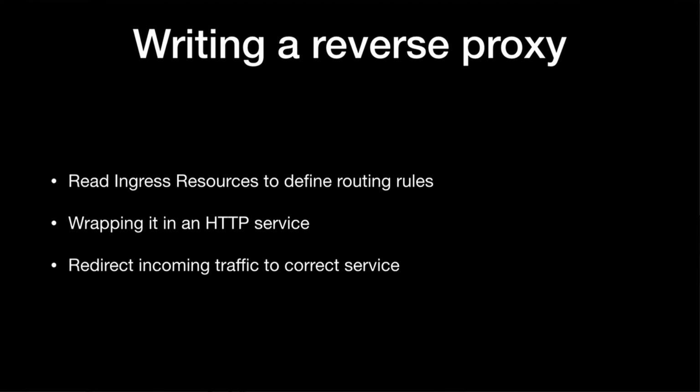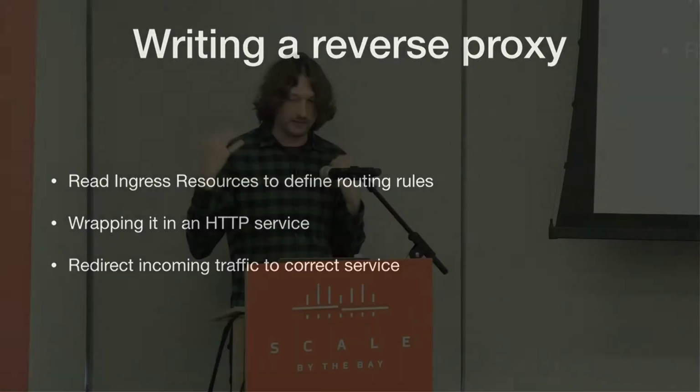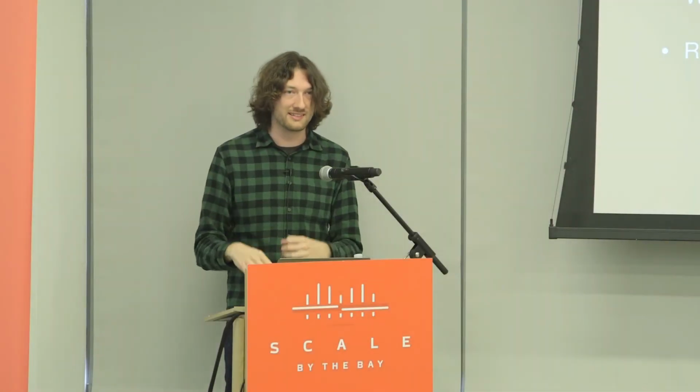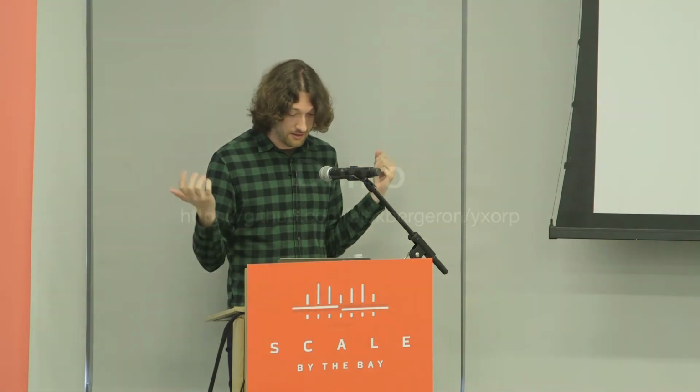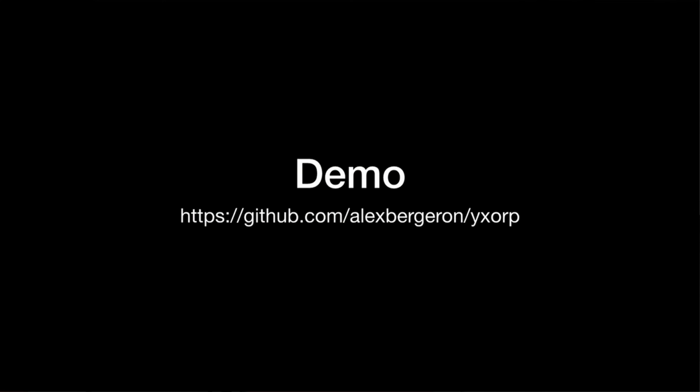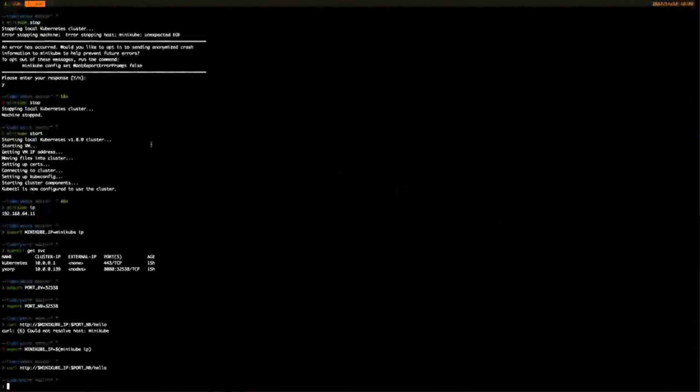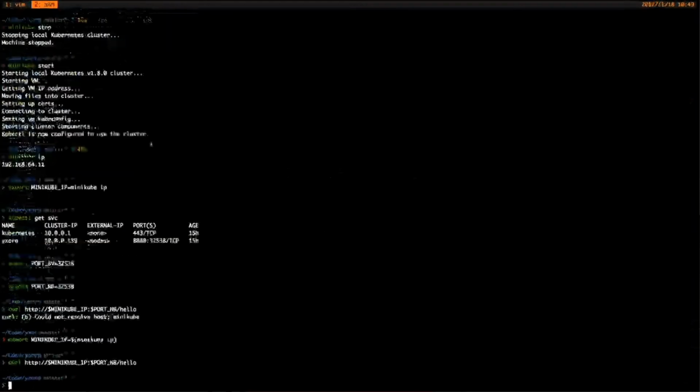And ultimately, when we receive a request for a particular service, and there is an ingress resource that describes how to access that, we just redirect the traffic to the correct service implementation. And I'm going to give you a quick demo of how it looks. Can you see it?